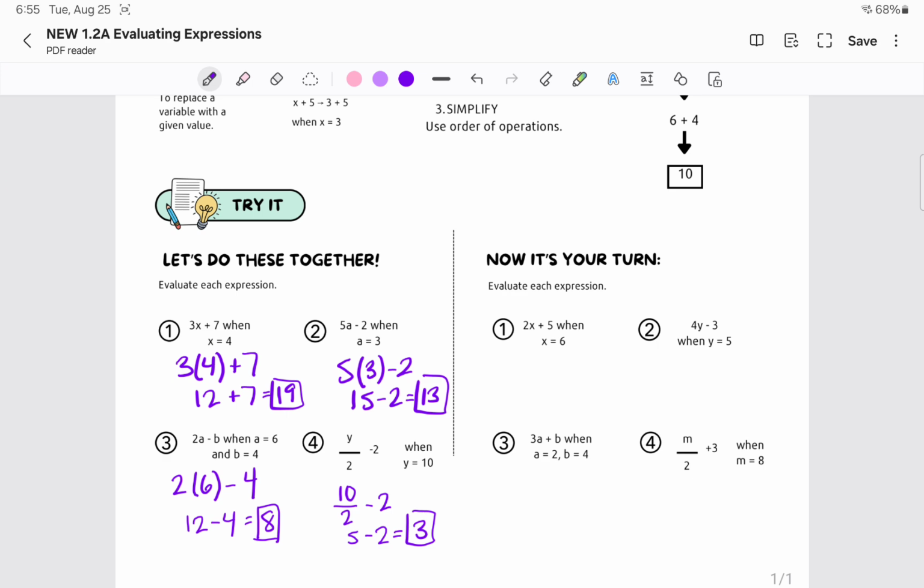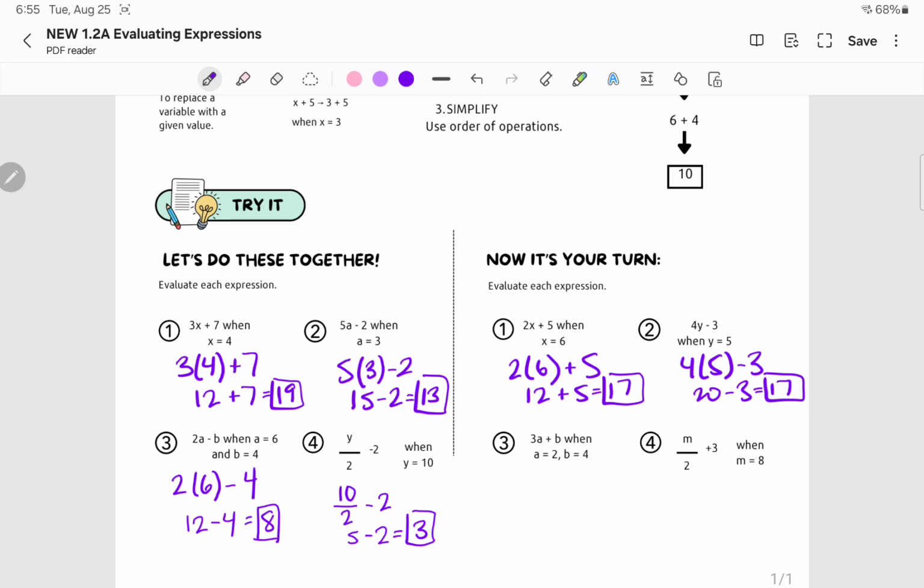All right, let's check your answers and see what you got for 1 through 4. So we're going to substitute 6 in for x. 2 times 6 is 12. 12 plus 5 is 17. So hopefully you got 17 for number 1. For number 2, we're going to substitute 5. I'm going faster because you're just checking your answers right now. 4 times 5 is 20. 20 minus 3 is also 17.